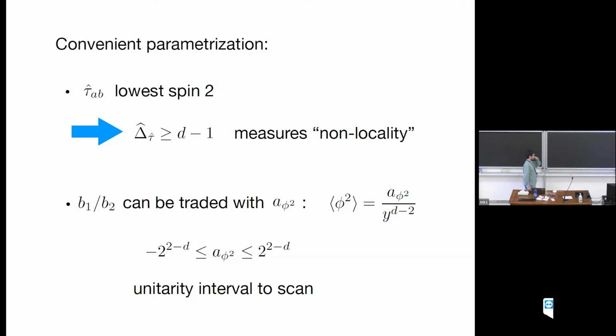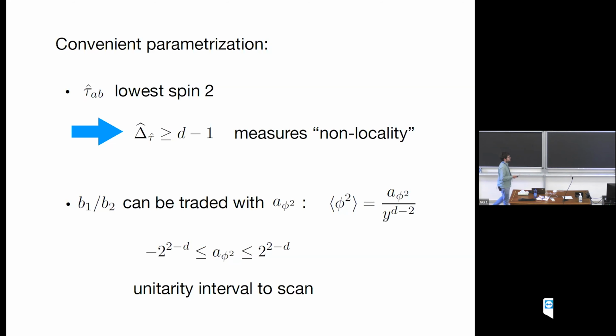But as I said at the beginning, in this case we don't have a stress tensor, so this is allowed to be higher than d-1. So this, in a sense, measures the non-locality. And we will trade this ratio of bulk-to-boundary OPE coefficients with a parameter that we call A phi squared, which is just the coefficient in the one-point function of the operator phi squared in the bulk. And it's easy to show by unitarity that this needs to lie in this interval, up to the bulk dimension.